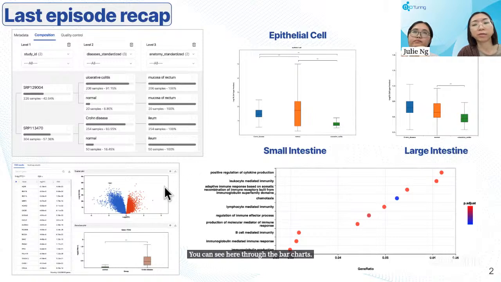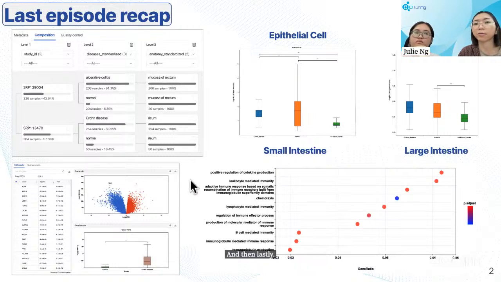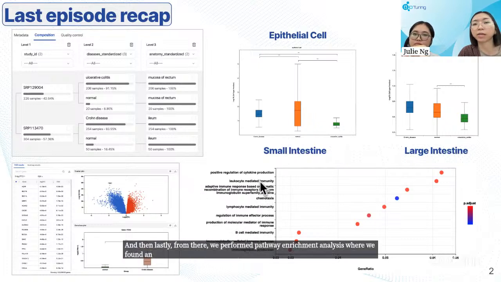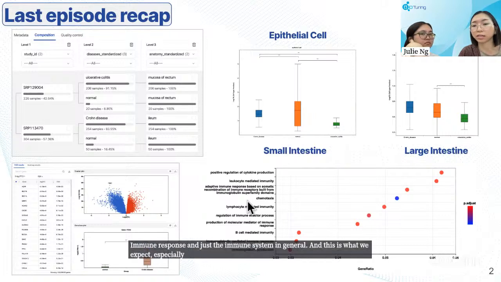We also performed differential gene expression analysis on both ulcerative colitis versus normal and Crohn's disease versus normal, and we found some upregulated genes in both diseases. And then from there, we performed pathway enrichment analysis, where we found an enrichment of pathways related to immunity, immune response, and the immune system in general. And this is what we expect, especially in a disease like inflammatory bowel disease, where there's a lot of inflammation occurring.